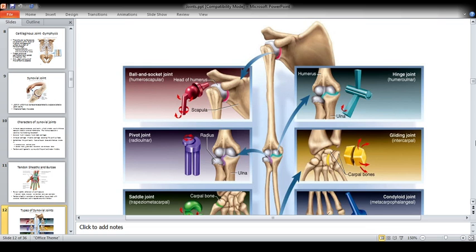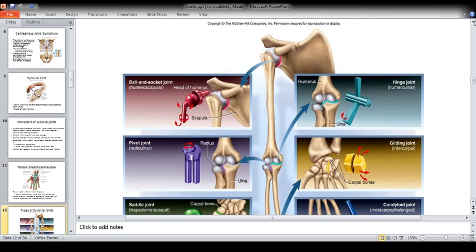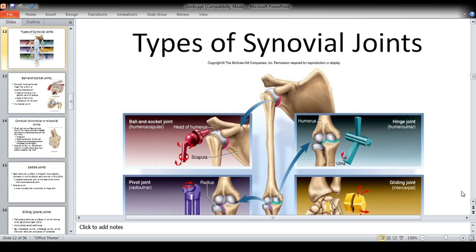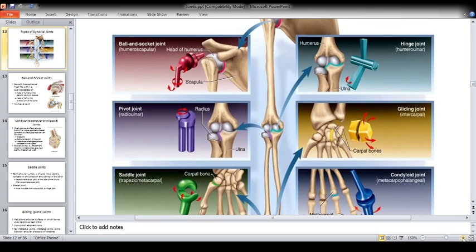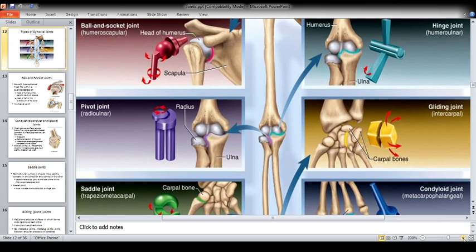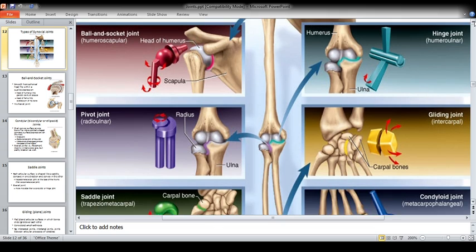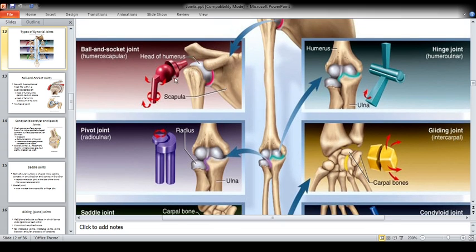Now let's look at some types of the synovial joints. So if we go into detail, we can look at some types of the synovial joints. So what can we see here? The first is the ball and socket joint. Ball and socket joint is a joint that would provide maximum type of movements. Okay, so it is present in the shoulders.